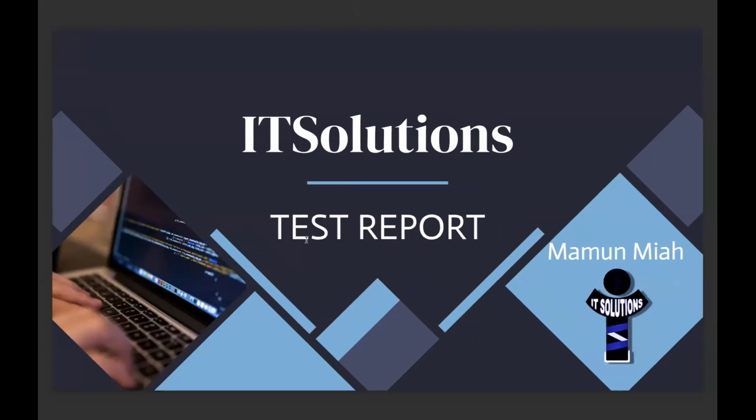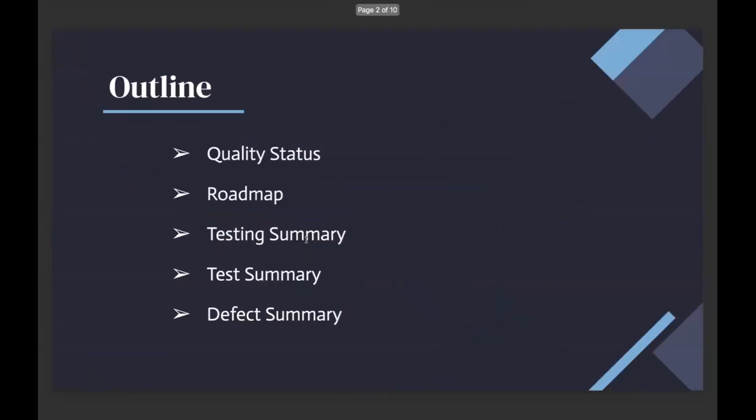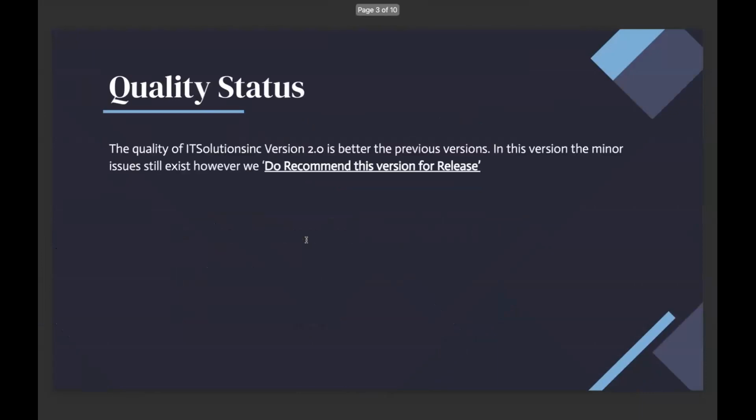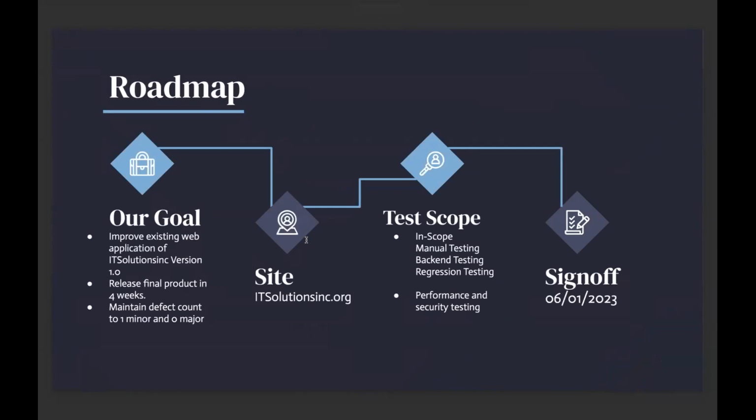So this is the status report that I prepared. We have pretty much outlined the quality status, roadmap, testing summary, and test and defect summary. I start off with quality status, just giving an update on the status of this release, if it's good for the release or not. So I said we do recommend this version for the release. And then just an overview of the roadmap. What is our goal? What is the platform you're using? What are some tests? What's in our test scope, and what's not in our test scope? And when is our deadline to sign off? This number is inaccurate. I just put a random number just to reflect the real project.